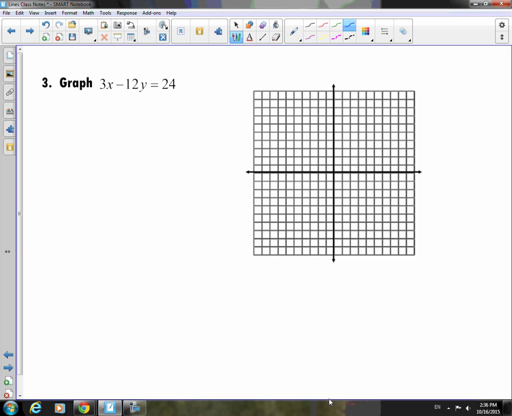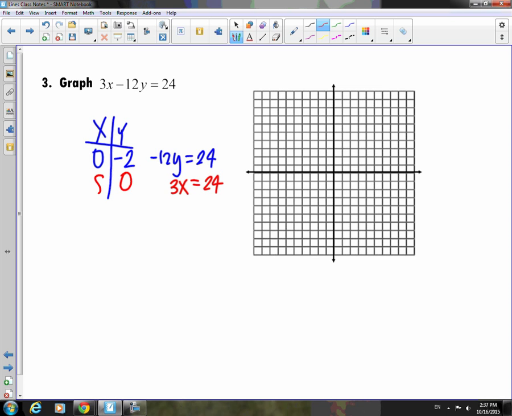So we've got 3x minus 12y equals 24. So we're going to make our xy table, and we're going to plug in 0 for x. So if I plug in 0 for x, what that gives me is negative 12y equals 24. So what would y have to be? Well, y would have to be negative 2. Now if I put 0 in for y, that would leave me with 3x equals 24. So x would have to equal 8. So that gives me 2 ordered pairs. So I have 0, negative 2 as a y-intercept, and I have 8, 0 as an x-intercept.